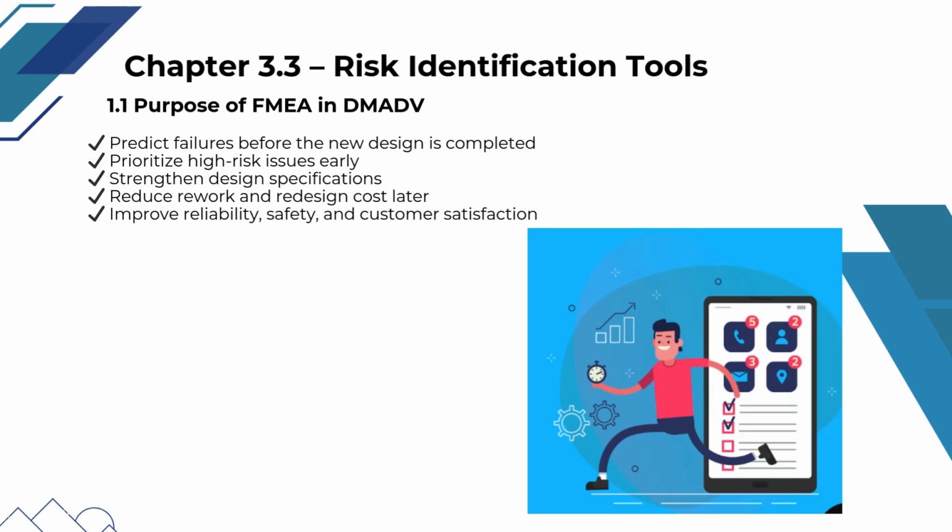By using DFMEA in DMADV, teams can predict potential failures before the new design is finalized, allowing high-risk issues to be identified and prioritized early. This strengthens design specifications, reduces costly rework and redesign later in the project, and ensures the final solution is more reliable and safe. Ultimately, proactive risk identification leads to higher customer satisfaction by delivering a design that performs consistently and meets customer expectations from day one.